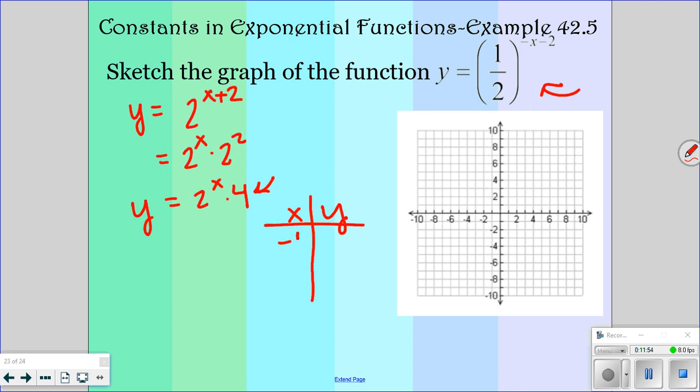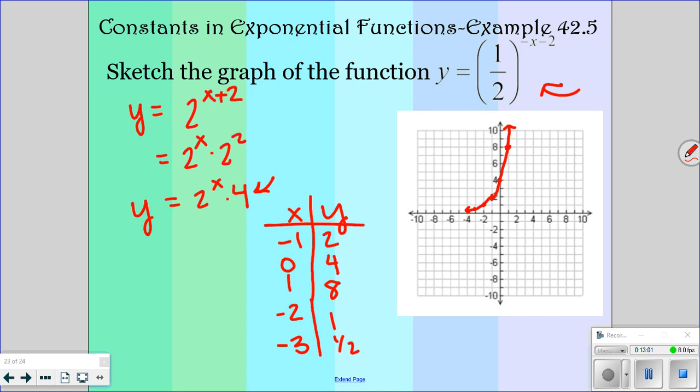So if you plug in -1, 0, and 1, if you plug in -1, you're going to get 2. If you plug in 0, you're going to get 4. And if you plug in 1, you're going to get 8. So if I graph those points, I've got part of my exponential, but I don't know what happens over here. So now I'm going to plug in -2. So if I plug in -2, I get 1. And then if I plug in -3, I'll get 1/2. And so there's your exponential.